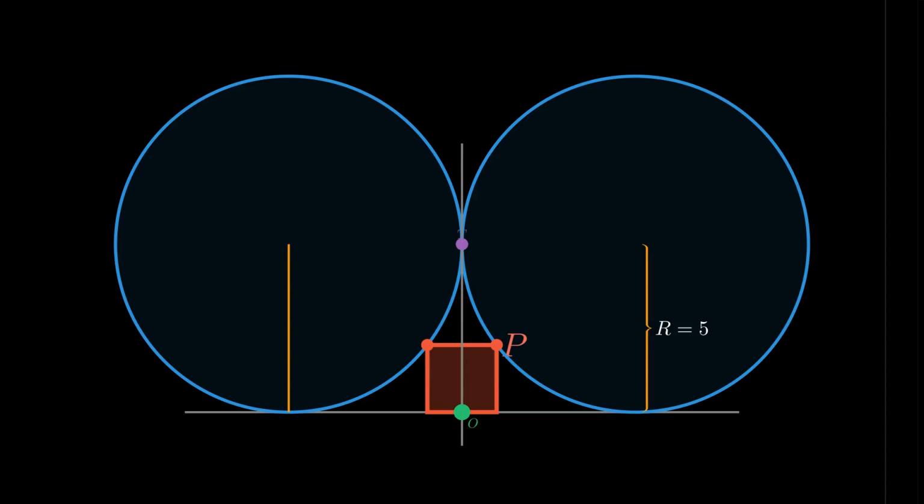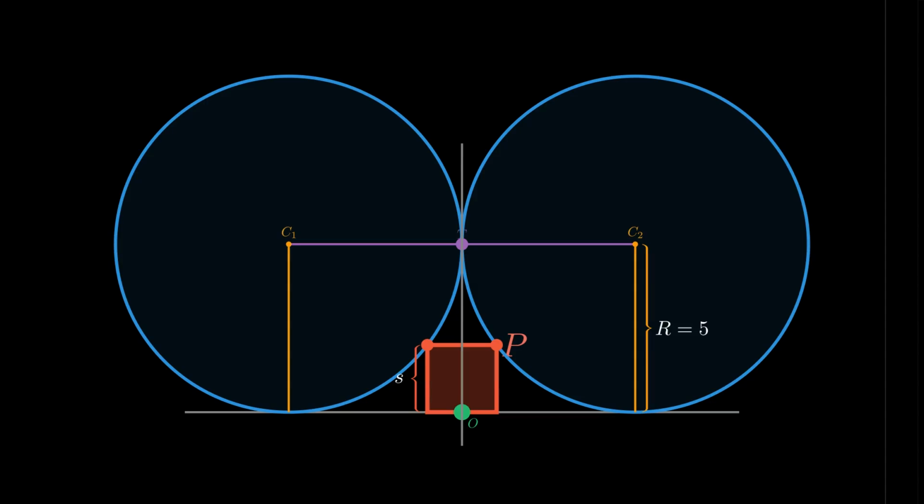The problem specifies that each circle has a radius of 5. Because the circles are tangent to the x-axis, their centers must lie 5 units above it. Our chosen y-axis passes through the point of tangency between the two circles. By symmetry, this places their centers at a horizontal distance of 5 units from this axis. This defines the coordinates of the centers. The left center is at (-5, 5), and the right center is at (5, 5).